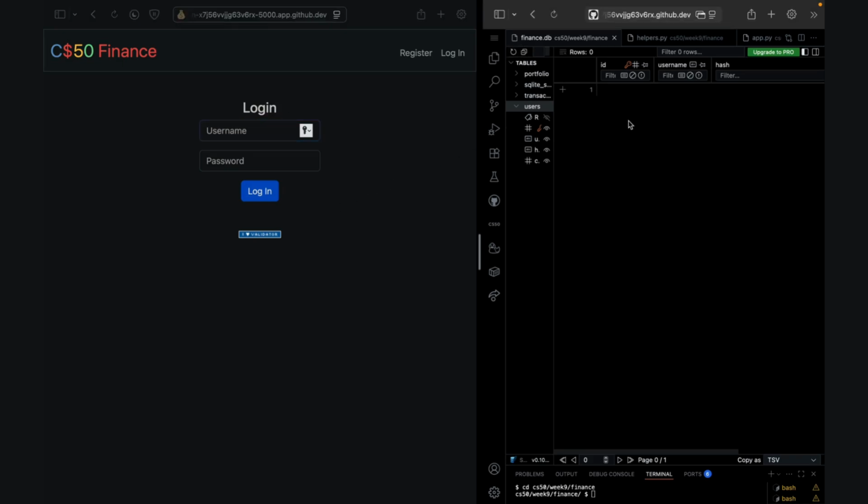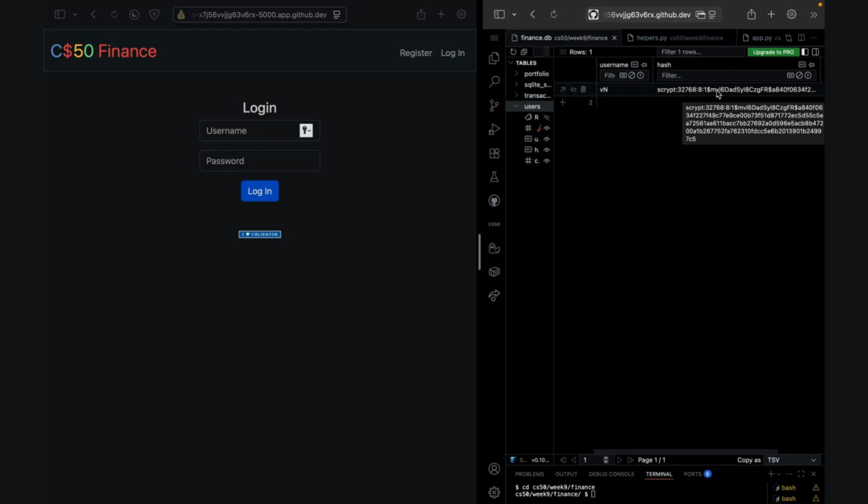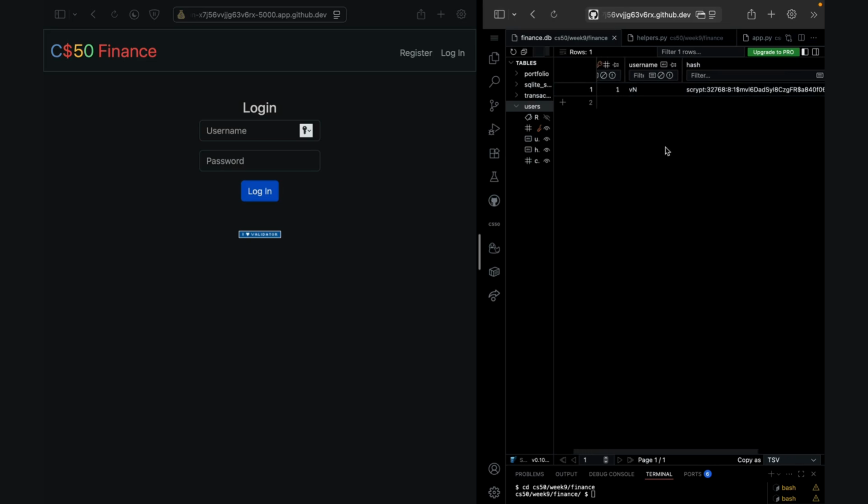As we can see from the .db file, the username is VN and the password is actually hashed into this really long script, which is encrypted. So even if the .db file gets leaked, the password will not be compromised.